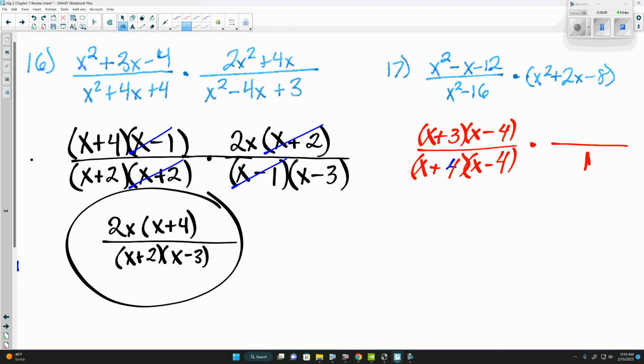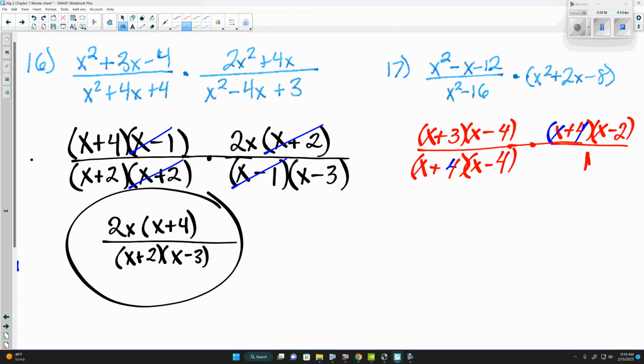Now the last one, x squared plus 2x minus 8. Since the 8 is negative, our signs are opposite, positive and negative. The factors of x squared are x and x. Factors of 8 are 1 and 8 or 2 and 4. 2 and 4, we would want the 4 to be positive and the 2 to be negative to get a middle term that is positive 2x. Any questions on how we factored this here?